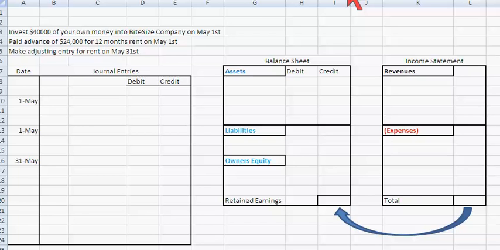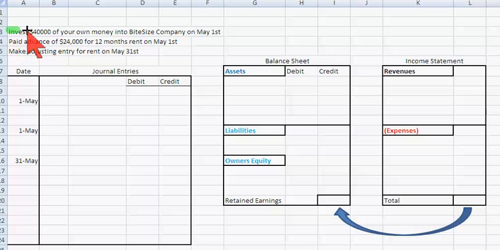I have a really simple problem set up here concerning adjusting entries. Before, I just want to say I set up the balance sheet and the income statement. Just to review, whenever an asset increases, it's always a debit, and whenever a liability or an owner's equity increases, it's always a credit. Alright, so let's look at this.